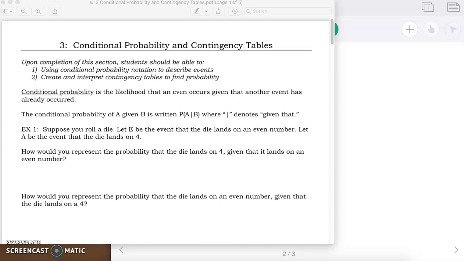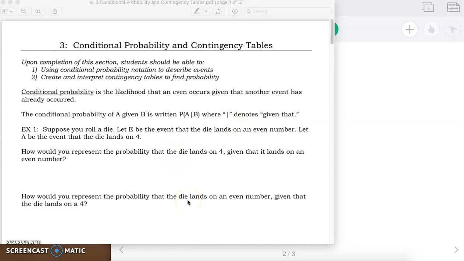A conditional probability is the likelihood that an event occurs given that the other event has already occurred. The conditional probability of A given B is written as the probability of A with that line there given B, where the line denotes given that.